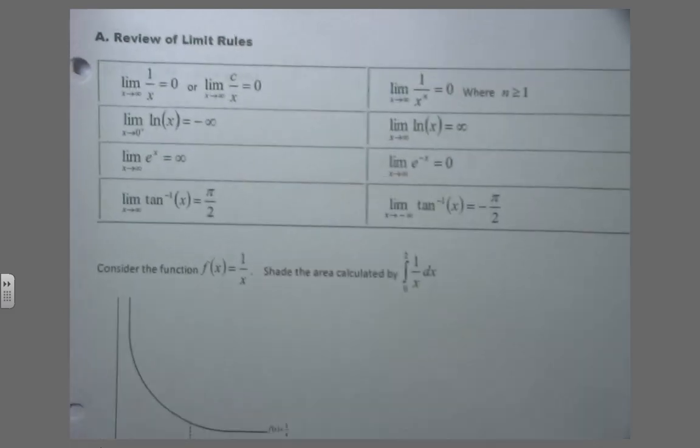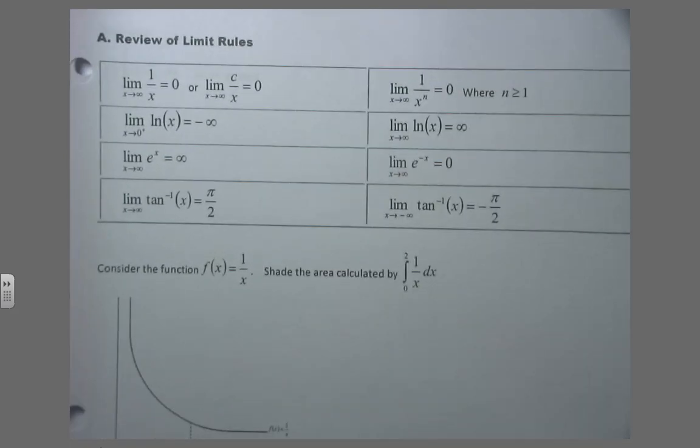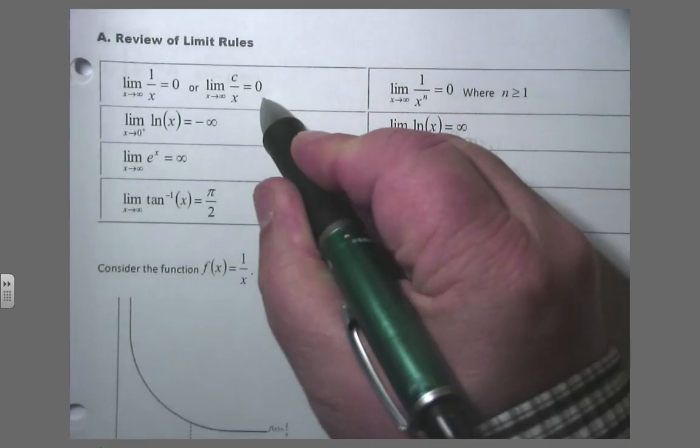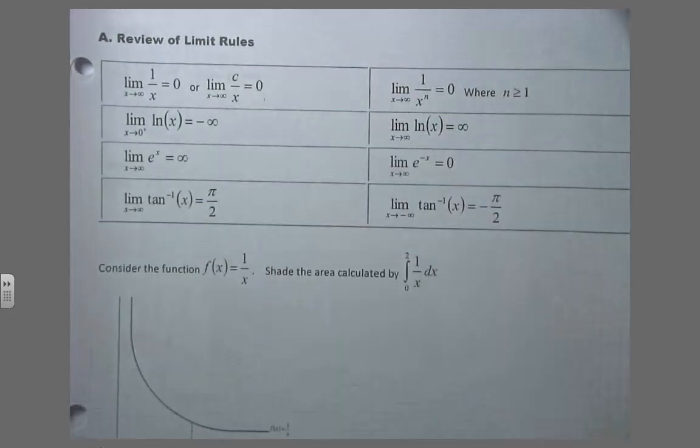This first one right here. When I take the limit as x approaches infinity of 1 over x, or when I take the limit as x approaches infinity of a constant over x, arbitrary constant here. When the denominator gets bigger, what does my fraction go to every time? 0. So, when you've got infinity in the denominator, the fraction goes to 0. Classic limit law.